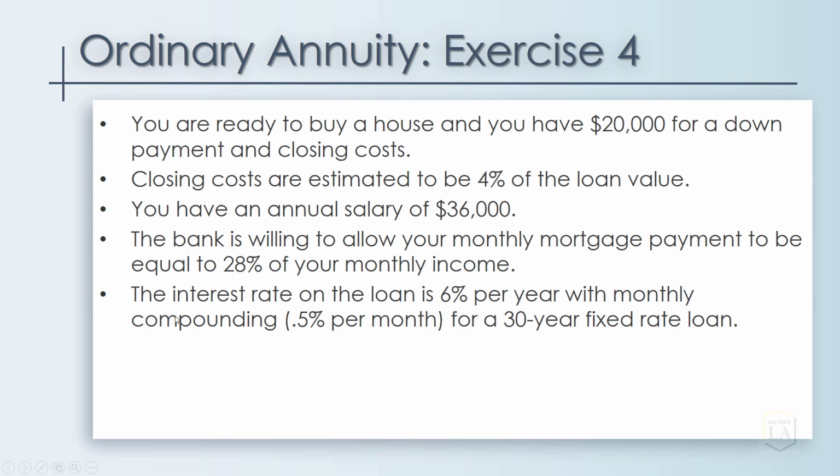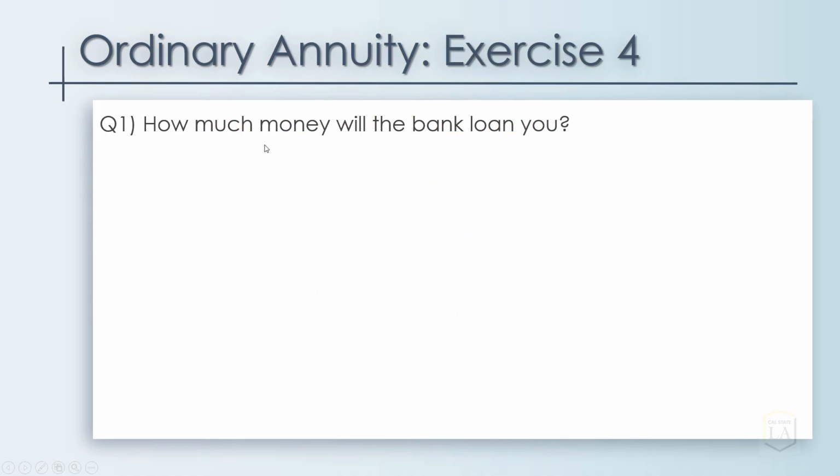And with monthly compounding, that is the norm in the US, right? So mortgage is paid every month. So what that means is you will have to take into account the monthly rate instead of the annual rate. And you are using a 30-year fixed rate loan here as well. So with all this background information, the first question asks how much money will the bank loan you, all right?